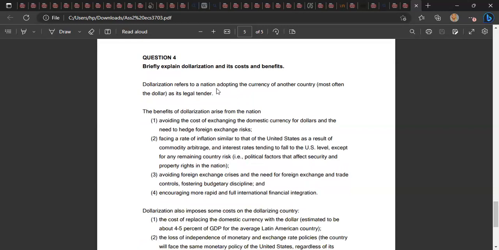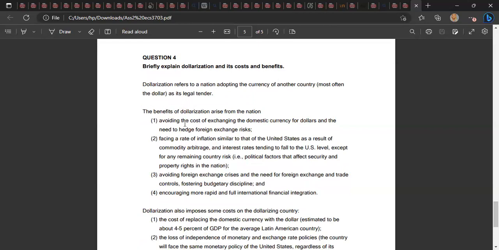So obviously, we want to start off with the definition when we answer these questions. What is dollarization? Just to show the marker that you understand what we are talking about, that you are on the same page with the question, and with the person who's asking you the question. So it refers to a nation adopting a currency of another country, most often the dollar, as a legal tender. That is what we refer to as dollarization.